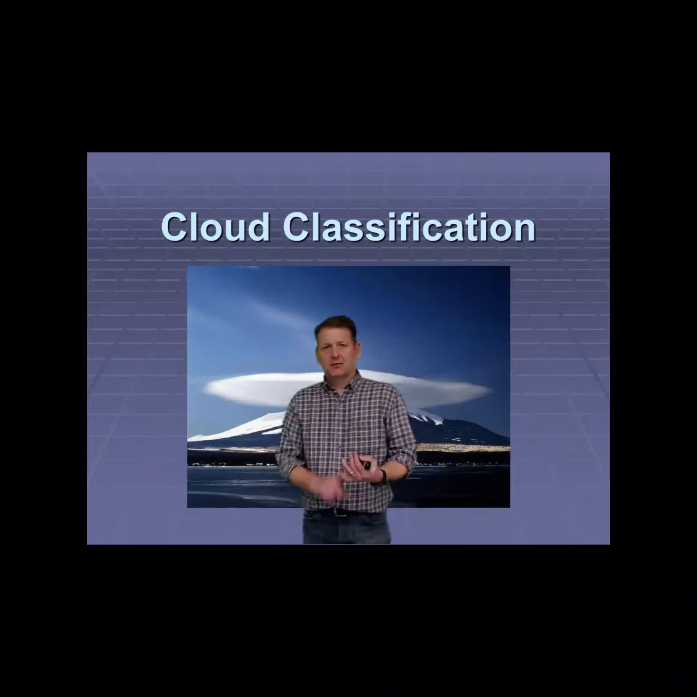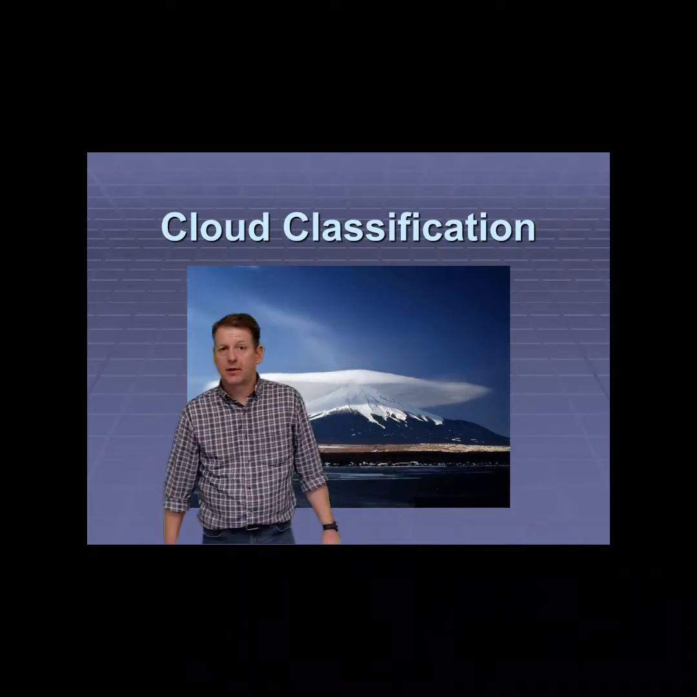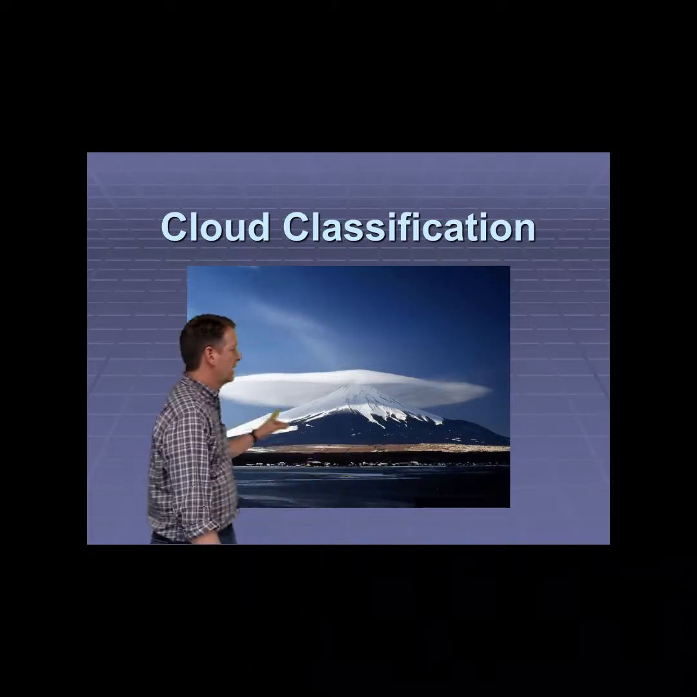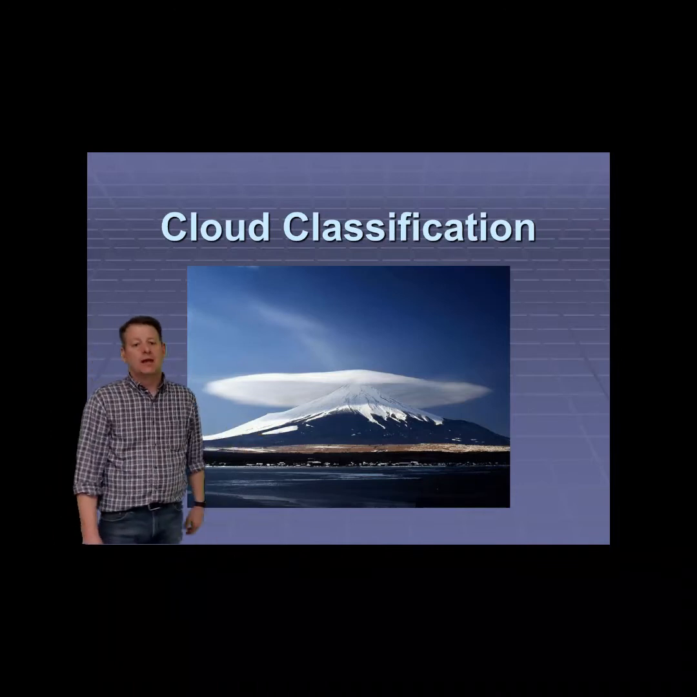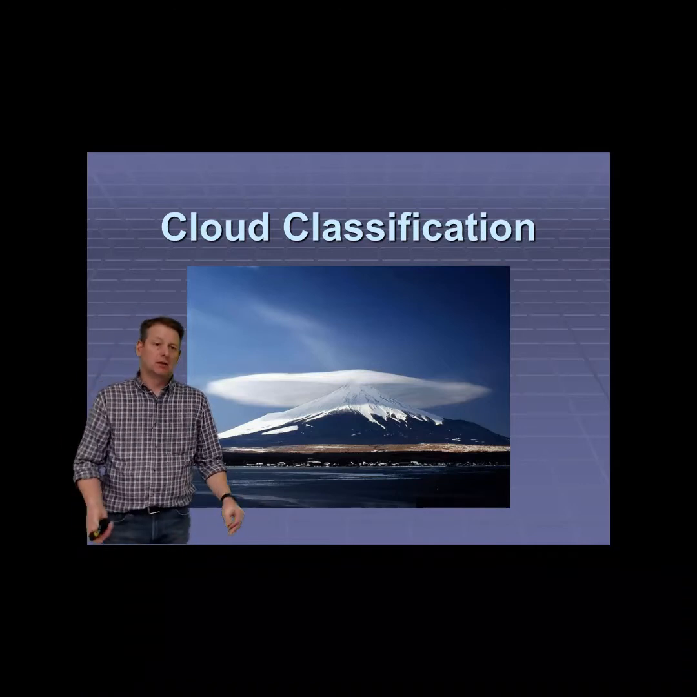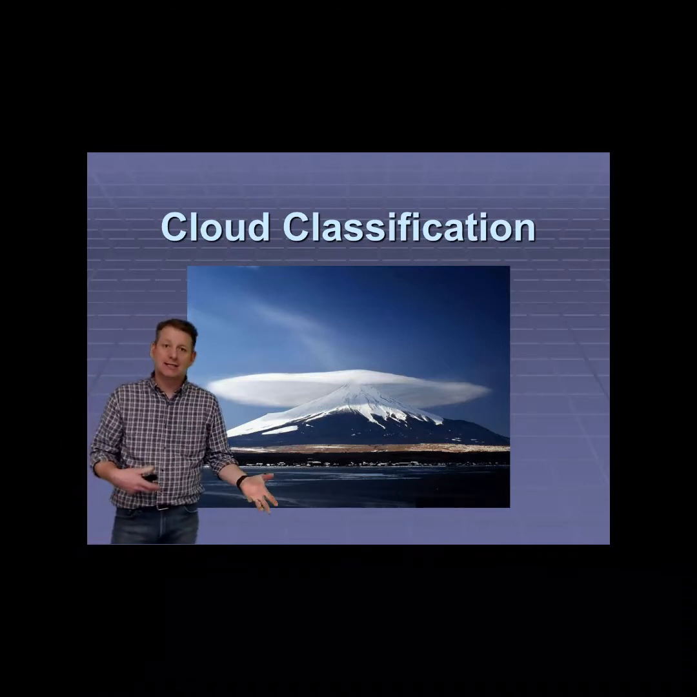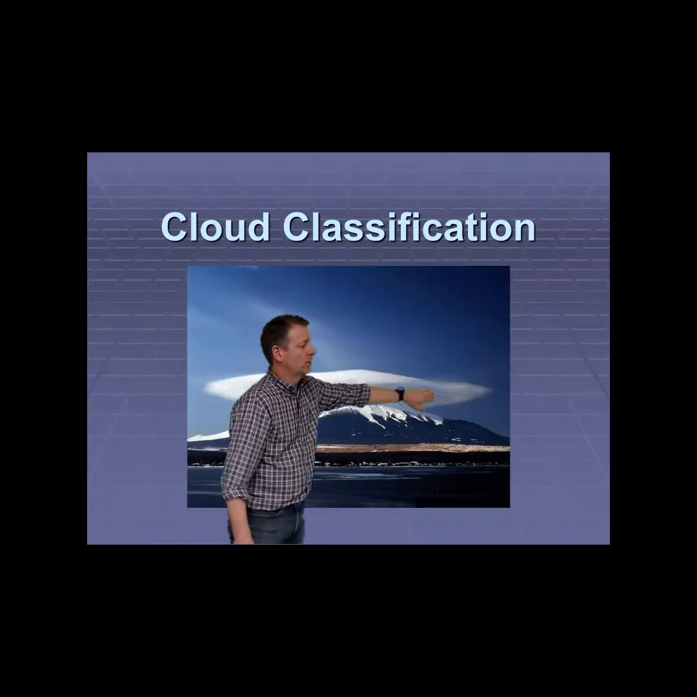Cloud classification, we need to understand a little bit about the cloud classification because it's going to tell us a lot about the cloud itself. This cloud that you see behind me is a cloud that I really like. It's called a lenticular cloud. And a lenticular cloud, just like its name, lenticular or a lens, this looks like a great big lens that's sitting up and over top of a mountain.